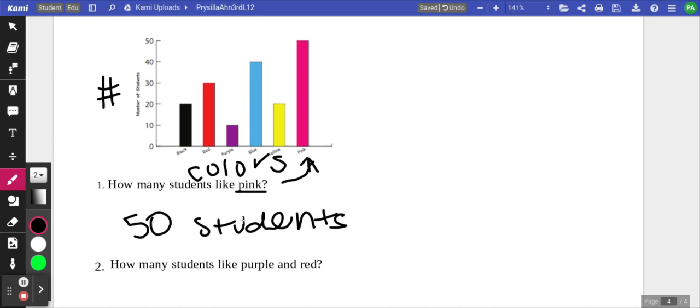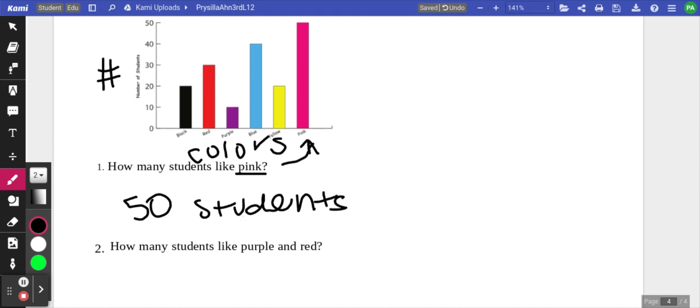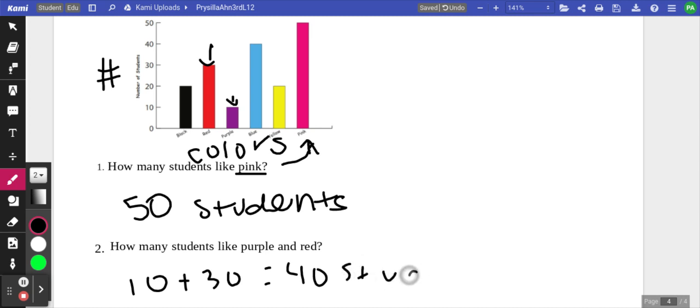How many students like purple and red? So purple, as we see here, has 10, and then plus, we see red, which is 30, which equals 40 students who like purple and red.